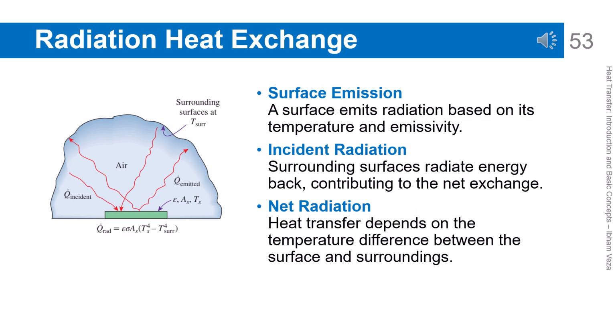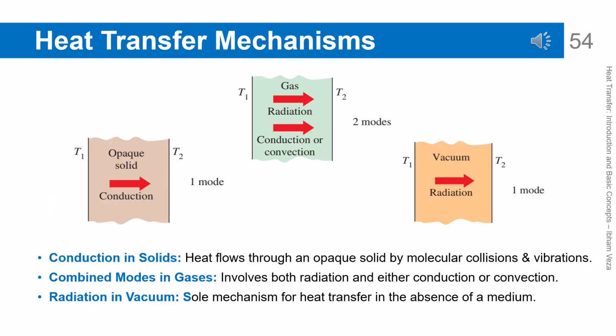Radiation heat exchange. A surface always emits radiation according to its temperature and emissivity. At the same time, the surface also receives radiation from its surroundings. The net radiative heat transfer is determined by the difference between the emitted and the received energy. Therefore, the surrounding temperature strongly affects the radiative heat transfer rate. This concept is important in the analysis of high-temperature systems.